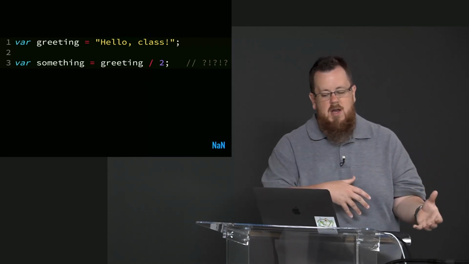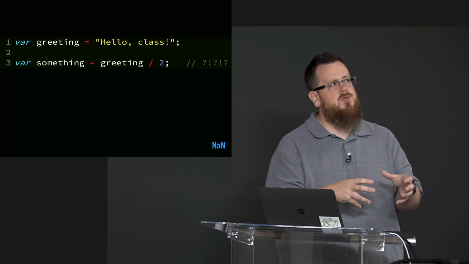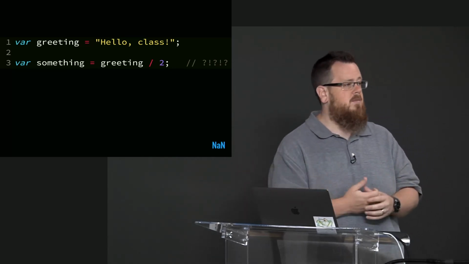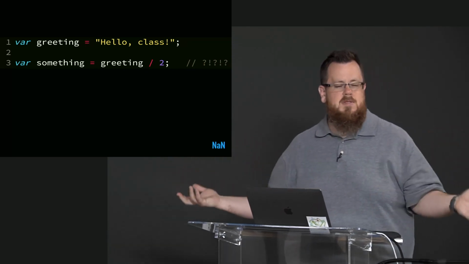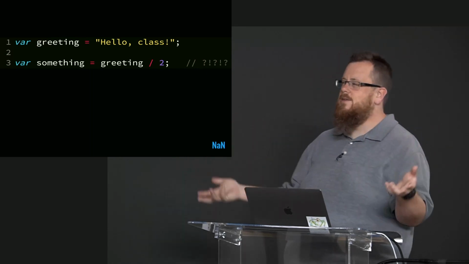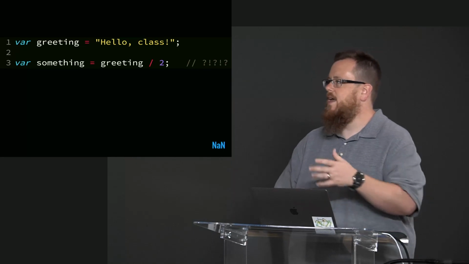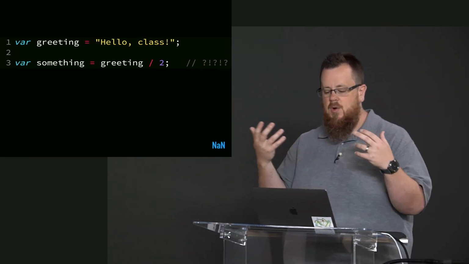If I say var greeting equals hello class, and then I do something with that string value that doesn't make sense for a string, like I try to divide it by 2 like we are here on line 3, JavaScript is going to throw up its hands and say, what are you trying to do? You can't take a string and divide it by 2. That doesn't make any sense. That's not a mathematical operation. I can't make hello class into a number and then divide it by 2. So what am I going to get?